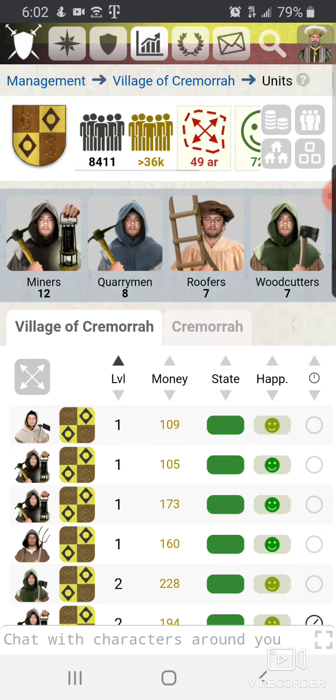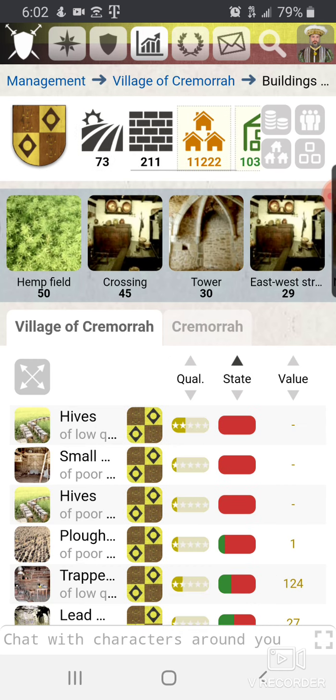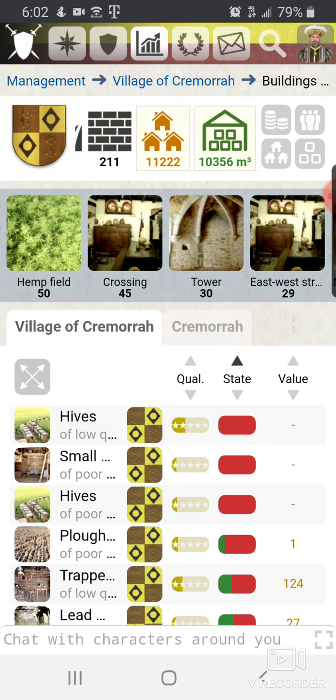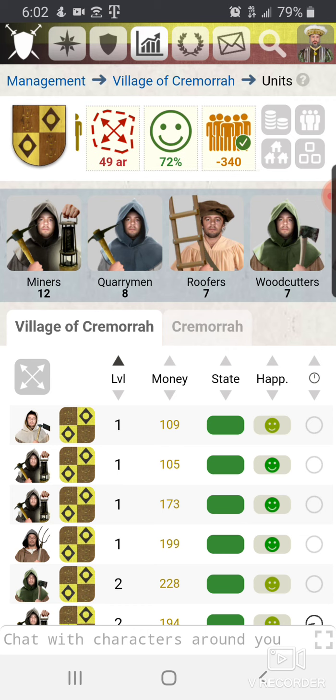So back to the units. The happiness, the more happiness you have, the more people you have, and that 72% is out of, let's head to our buildings. This number here, the housing space, I can have 72% of that, and I have more than that, actually, so that's why I have a negative migration flow.